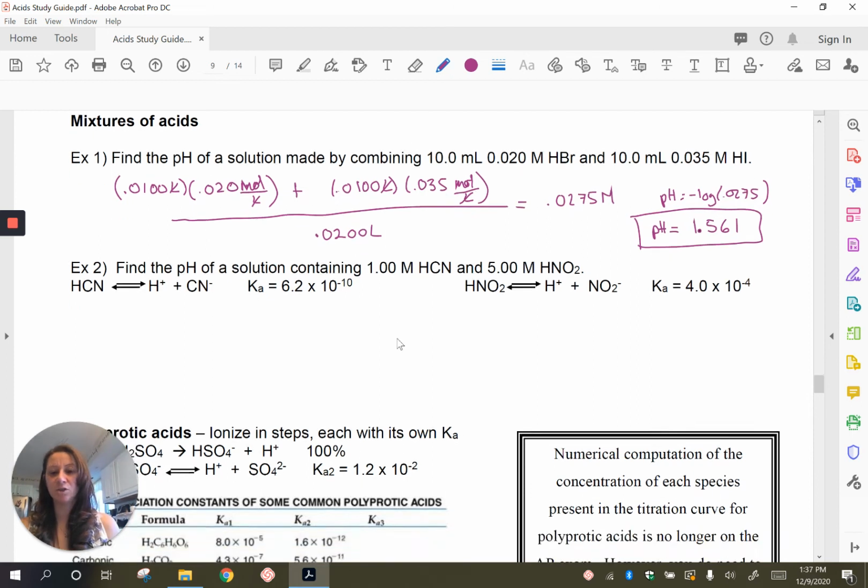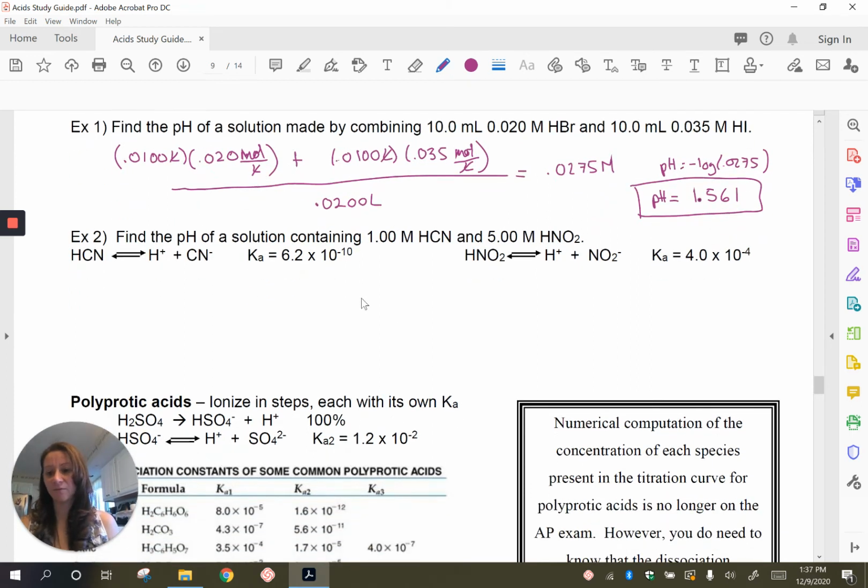Now let's look at a mixture of weak acids. So I have a mixture of 1 molar HCN and then 5 molar HNO2. Now let's look at this. So there's HCN, it's a weak acid. Its Ka is 6.2 times 10 to the negative 10th. And HNO2 is also a weak acid. Its Ka is 4.0 times 10 to the negative 4th.